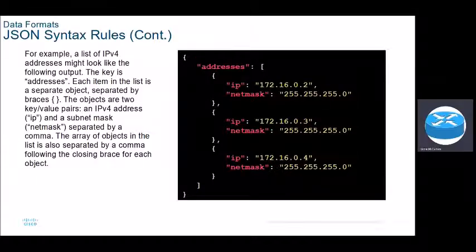And so you've got addresses here, and then you've got this IP address and mask, and then you've got this IP address and mask, and this IP address and mask. As you see, you've got the start of the array here, end of the array there, and then you've got these three entries in the array separated by commas. And of course, each one is delimited by the braces.